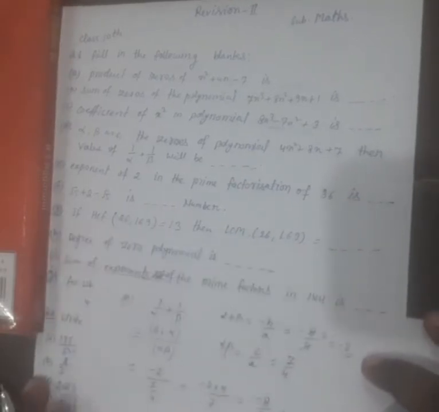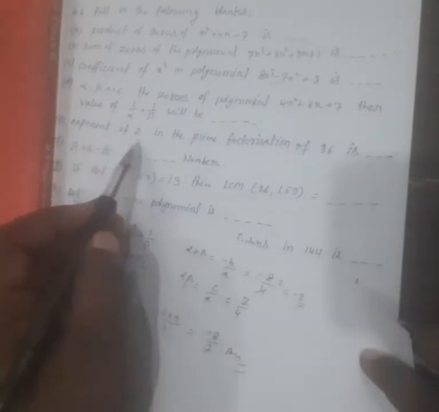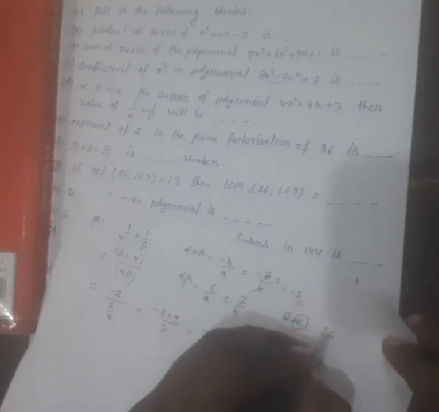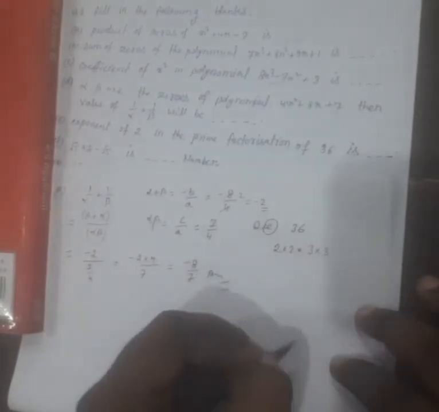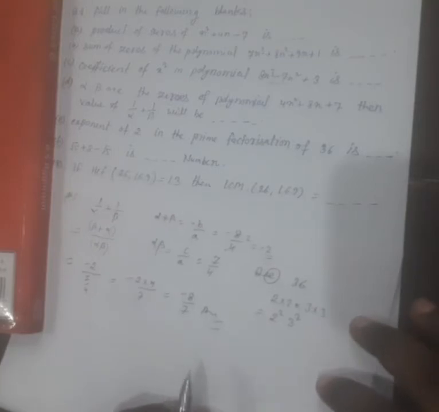Moving to the next, the exponent of 2 in the prime factor of 36. So let's see the question number E. First you will find the prime factor of 36. So what will be the prime factor of 36? This 36 can be written as 2 into 2 into 3 into 3. So you can write it as 2 to the power 2 and 3 to the power 2. So the prime factor is this, and here the power of 2 is 2. So the right option is 2.